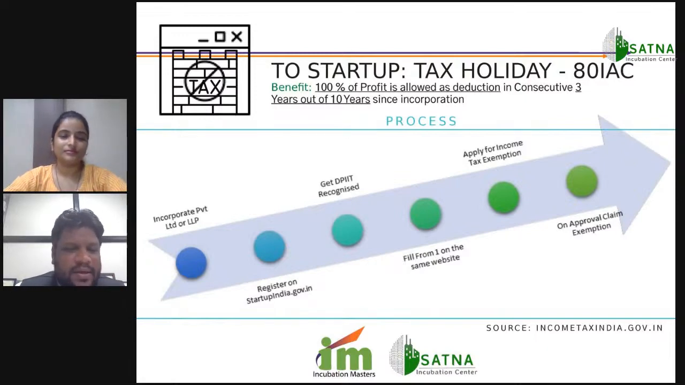And if they find nothing genuine, then they will reject the application. It depends on a case to case basis. But definitely, if there is any query, they will send you a resubmission or query. Yes, and 100% profit is allowed as deduction in consecutive 3 years if we are getting the benefit of tax exemption under 80 IAC.